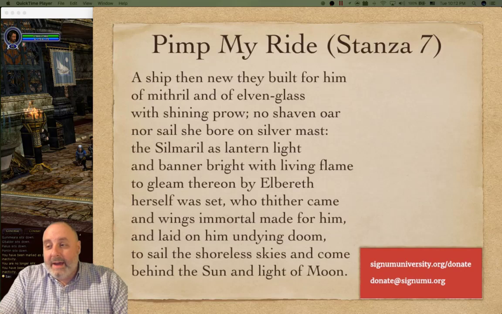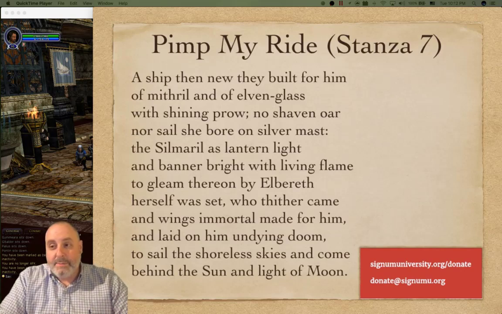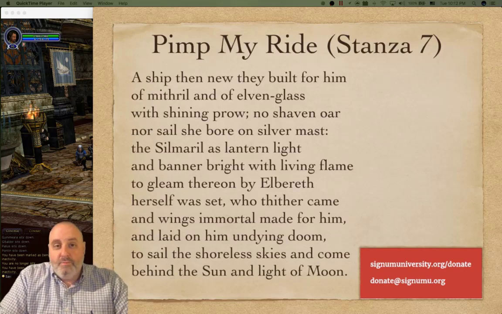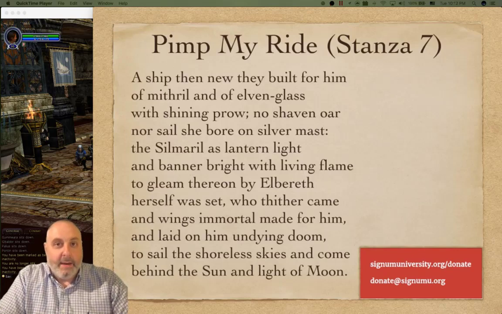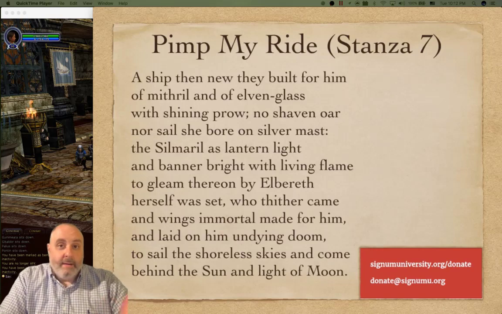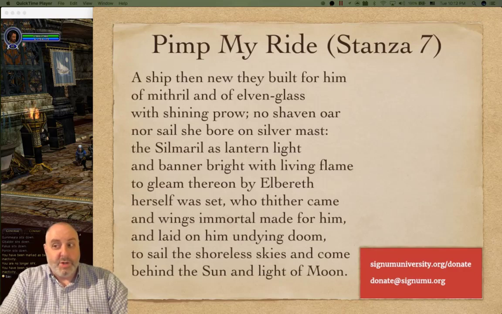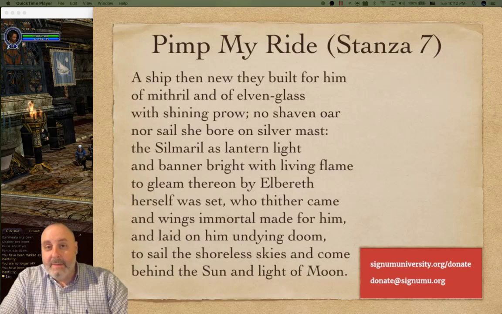Yes, as Kurtzimus says, undying doom could translate to immortality being laid upon him. Absolutely. That's a good thing, especially since the word immortal, Kurtzimus, is used in the previous line: wings immortal made for him and laid on him undying doom.